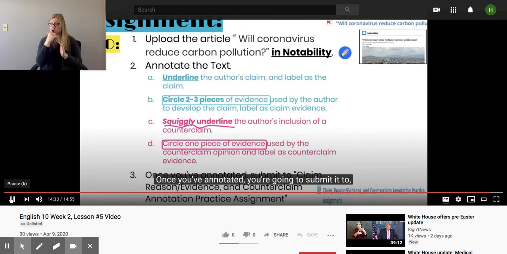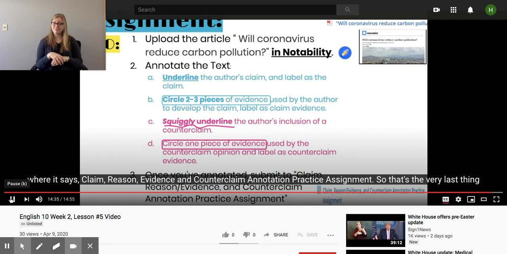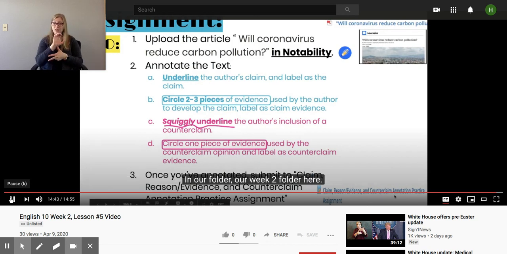Once you've annotated, you're going to submit it to where it says claim, reason, evidence, and counterclaim annotation practice assignment. So that's the very last thing in our folder, our week 2 folder here. Our week 2 lesson 5 folder. And that's where you will submit that assignment.